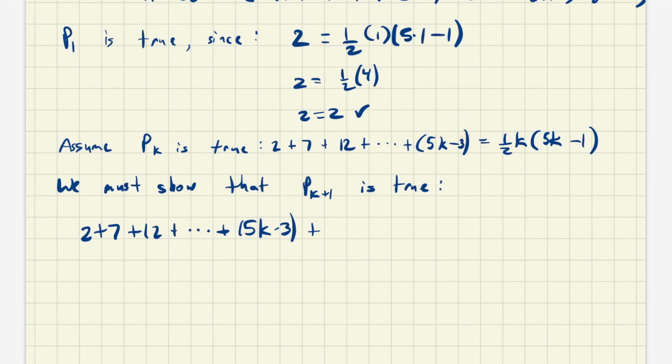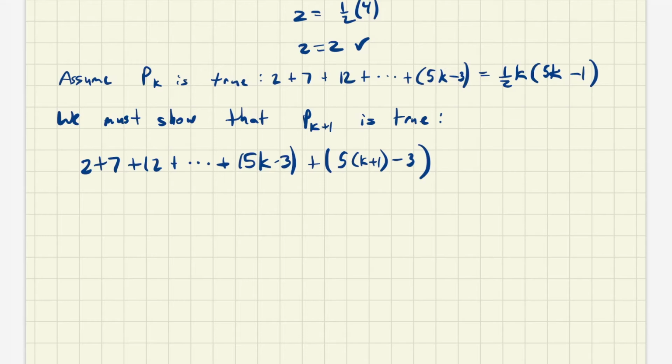Notice that I replaced the k with k plus 1 in parentheses, and now we have to distribute and combine like terms. If you do that, this all stays the same for now. You've got the k term, and now the k plus 1 term, which is 5k plus 5, take away 3, is 5k plus 2. That's 5k plus 5, take away 3, is 2.